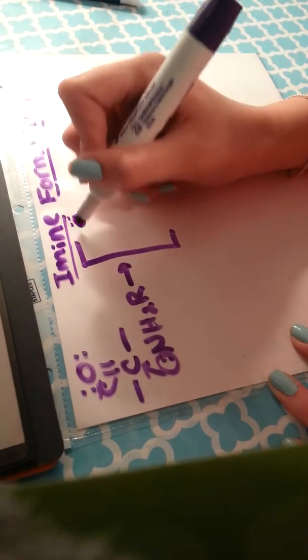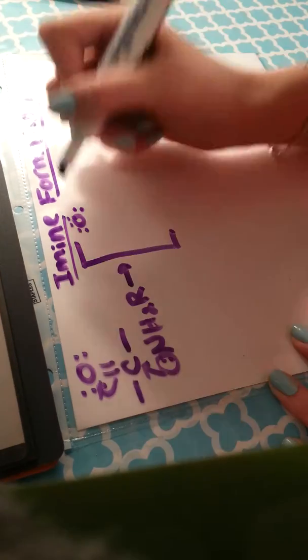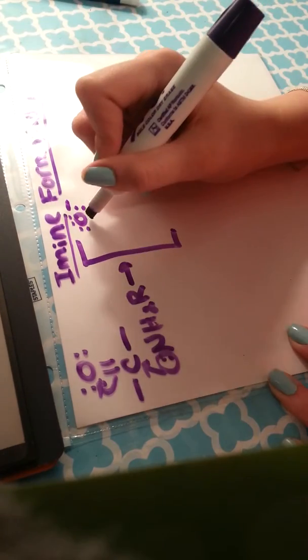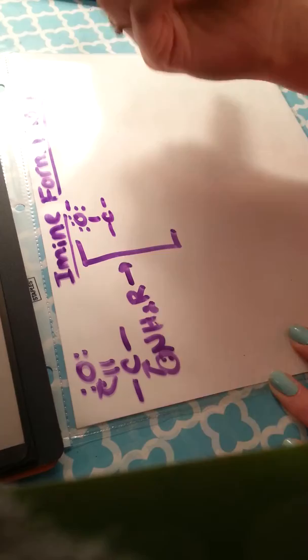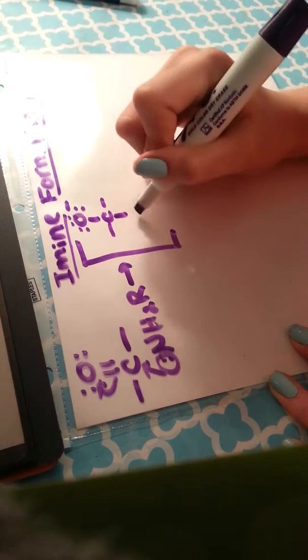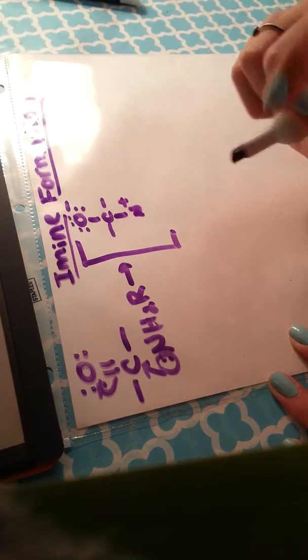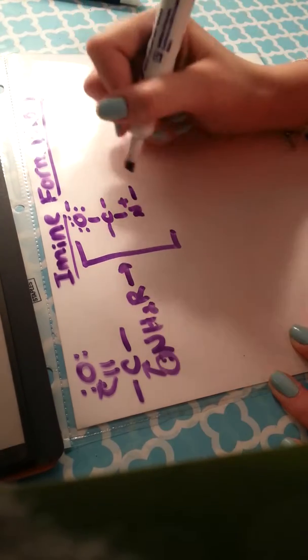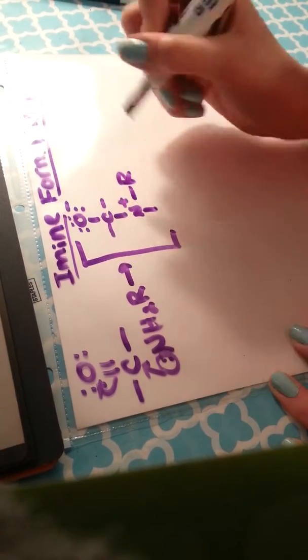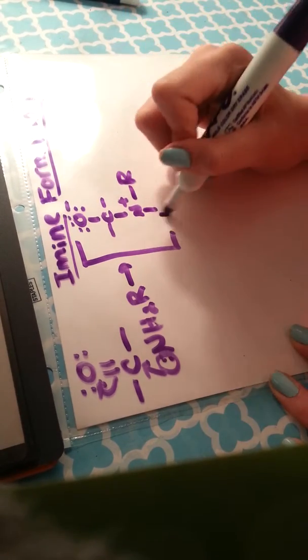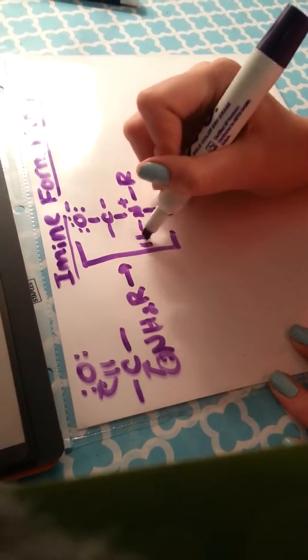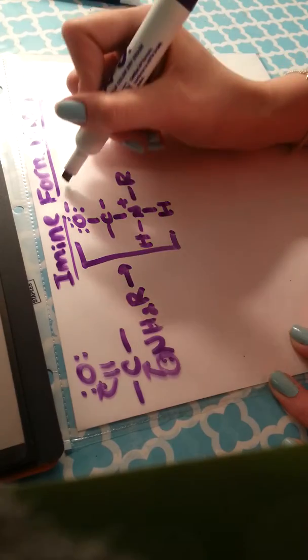We have an oxygen up here with 3 lone pairs now and a negative charge bonded to a carbon, bonded to whatever, which is bonded to a nitrogen. Now we have a positive charge on the nitrogen, okay, which is bonded to the R, which is the alkyl group, and 2 hydrogens, like that.